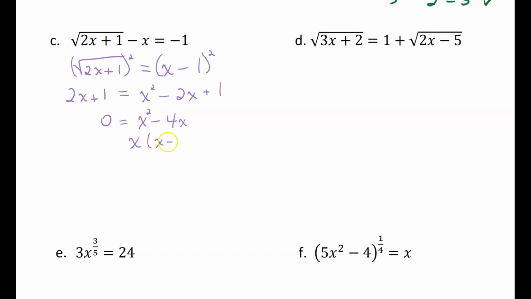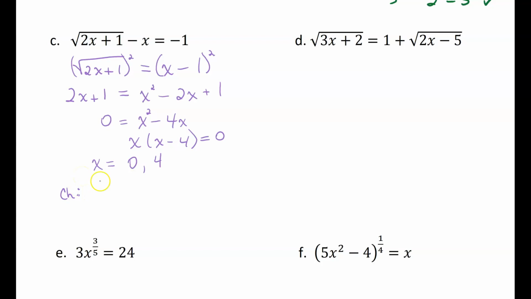I'm left with x minus 4 equals 0. So I have 2 solutions right now, x equals 0 and x equals 4. Again, I do want to check, especially right now, because with 2 solutions, often the second one is extraneous.